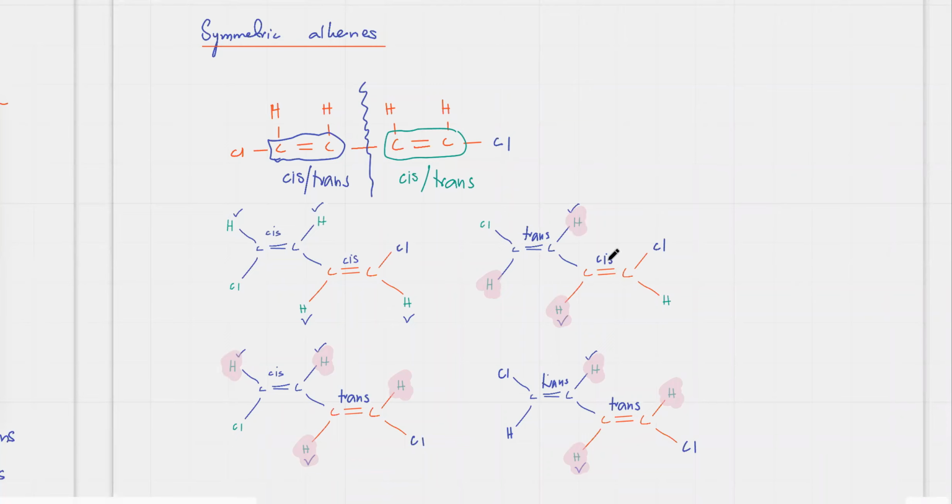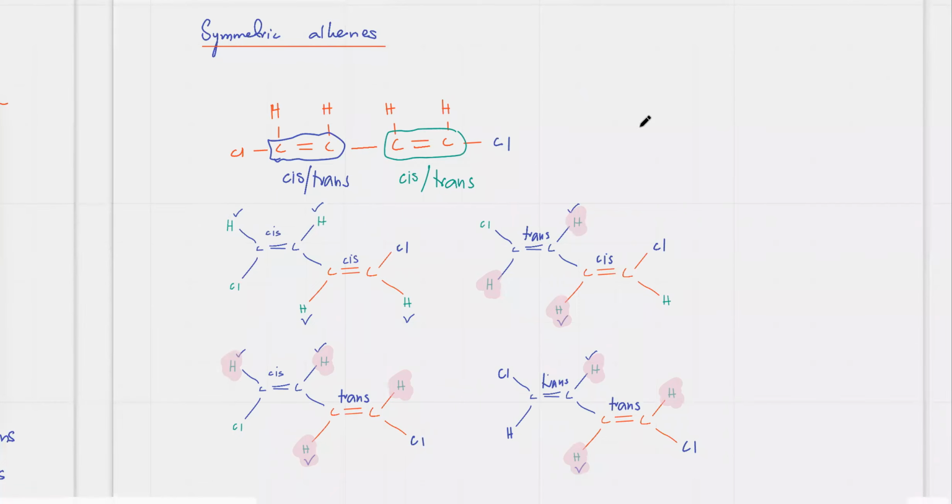And the same I've done over here. I've just replaced the F. This one could exist in cis and trans versions. This one could also exist in cis and trans versions. Now, is this clear, what a symmetric molecule is? Is this clear to everyone? Yes, sir. Yes, sir. Okay.